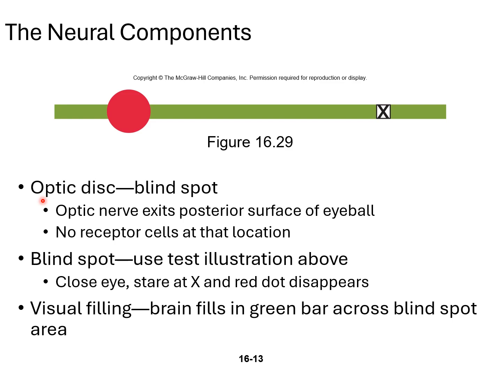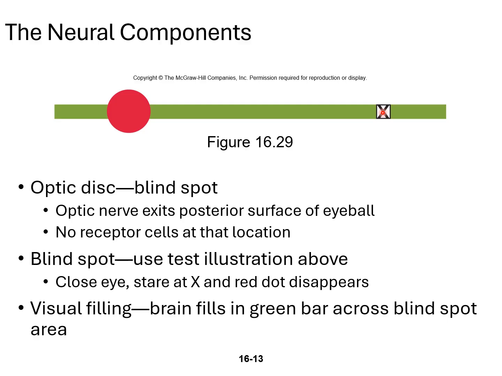Because of that, if you printed this out on a card, or you could do this too, where you cover one eye and you just go in and out, what happens is the red dot or the X falls on where your optic disc is, and then it will disappear. So if you're staring at the X and move your head in and out, the red dot will eventually disappear.